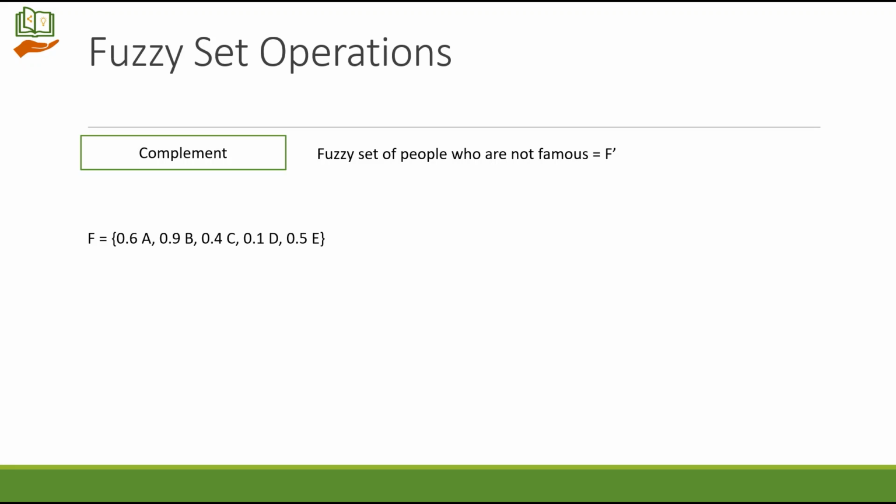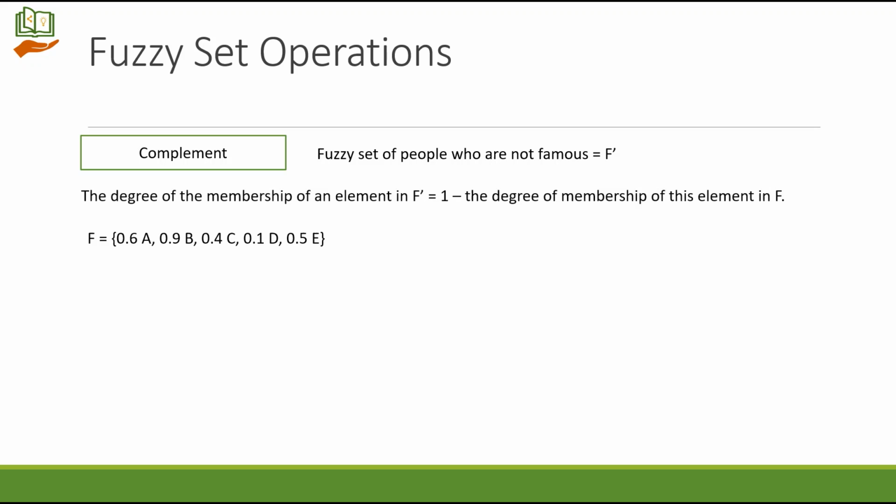In multiset, while performing operations, we actually worked with the multiplicities. In fuzzy sets, we are going to work with the degree of membership. The degree of membership of an element in F dash is equal to 1 minus the degree of membership of this element in F. So you have to subtract these degrees from 1 in order to get the complement value of this particular set.